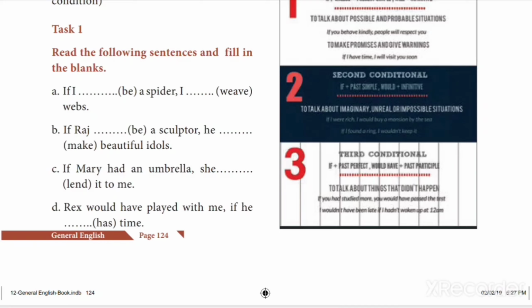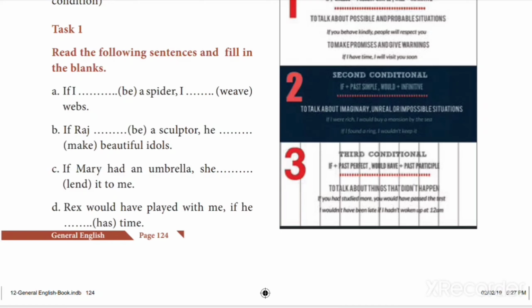If Mary had an umbrella. Here the if clause is completely given and we find the past simple as the verb. So the main clause has to be filled in, and naturally it should be would plus infinitive because it is in second conditional. If Mary had an umbrella, she would lend it to me. It means Mary does not have an umbrella and so she cannot lend it to me.